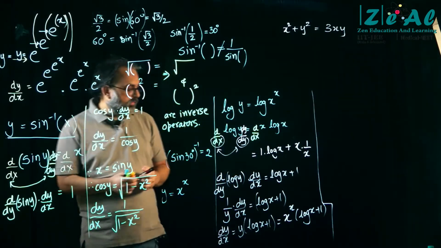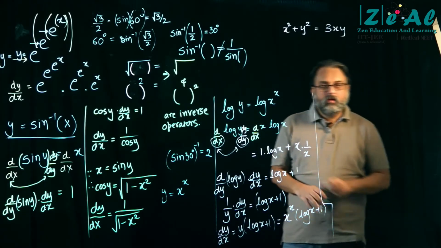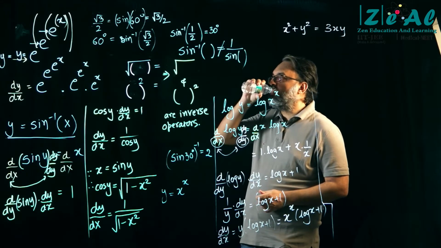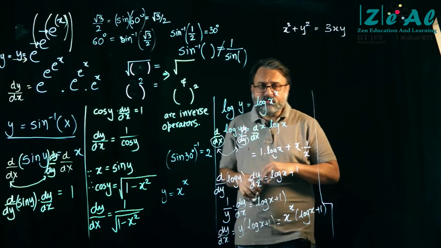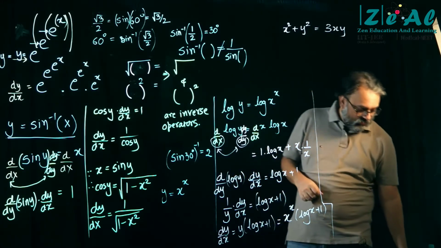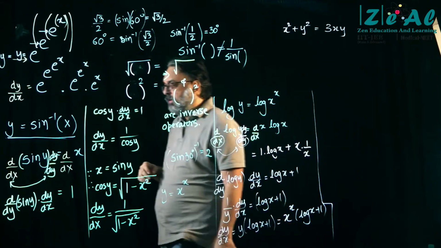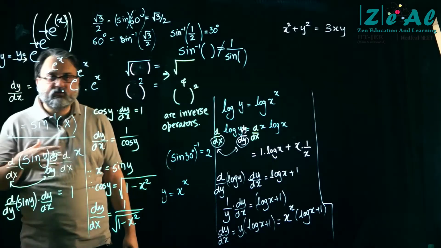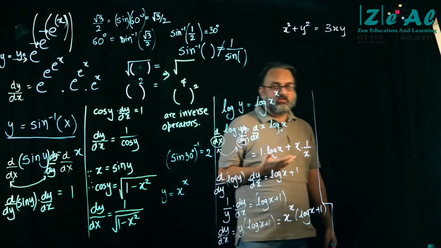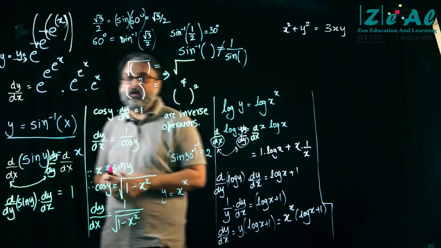Okay, so now there are a couple of things that you must be clear about. The first thing is that there are two kinds of functions in maths. One is called an implicit function and the other is called the explicit function. An explicit function is what we have been working with up till now.